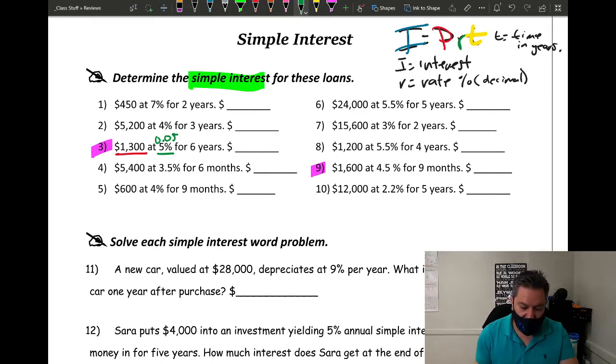And then you have the time, and the time has to be in years. In this case, it's 6 years. Once we know the 3 things, we can go ahead and solve this. So I'm just going to do this on the bottom.